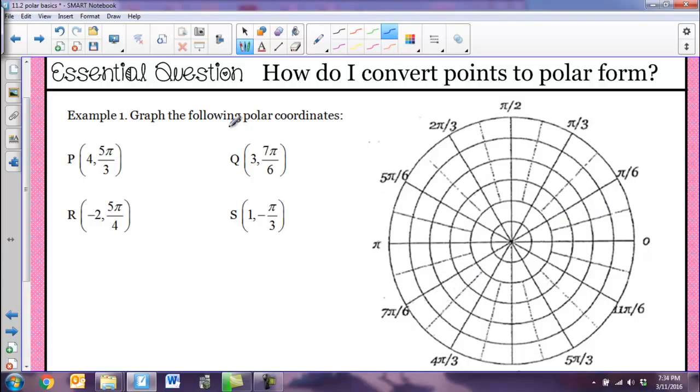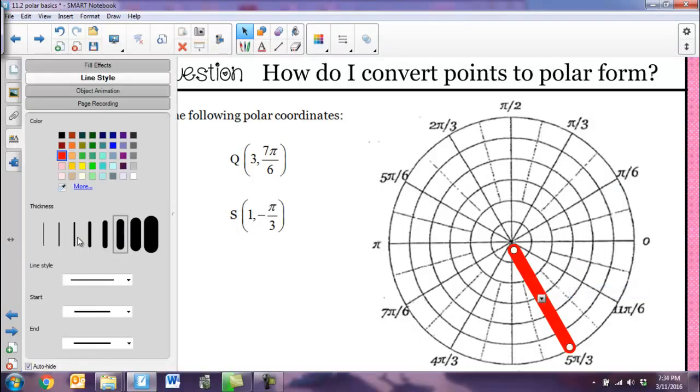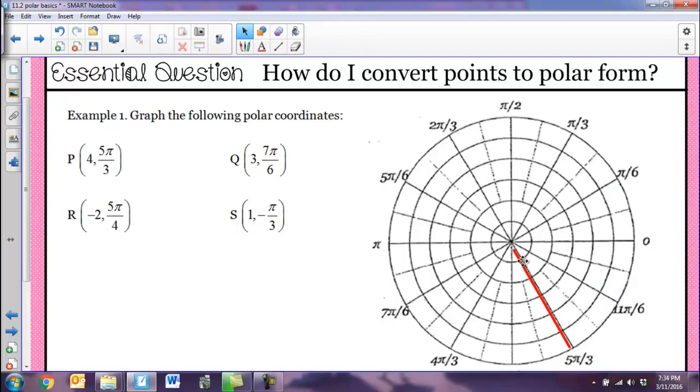For the first example, it says graph the following polar coordinates. And again, like I said, it's easier to find your angle first and then graph your radius on it. So if I try to graph 5 pi over 3 and I didn't have any of my lines, remember that this guy would be 6 pi over 3 because it's 2 pi. And so I'd be going almost all the way around my circle. So here's 5 pi over 3, and I'm going to put a line on it just so we can see it. Well, that was the biggest line in the history of the world. Let's make it a little thinner. Okay, and so there's my 5 pi over 3 angle.